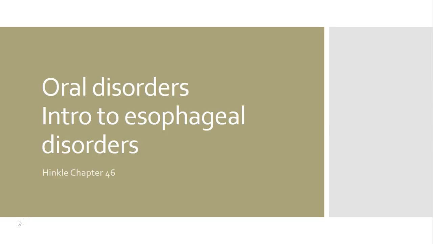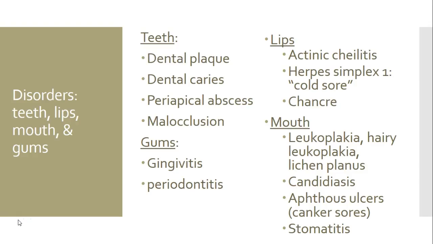We're going to cover the oral disorders today and start discussing most of the esophageal disorders that are within this chapter. We will finish esophageal disorders when we are face-to-face next time. So oral health includes teeth, lips, mouth, and gums. The teeth and the gums disorders you should be familiar with already. The periapical abscess is just an abscess tooth.